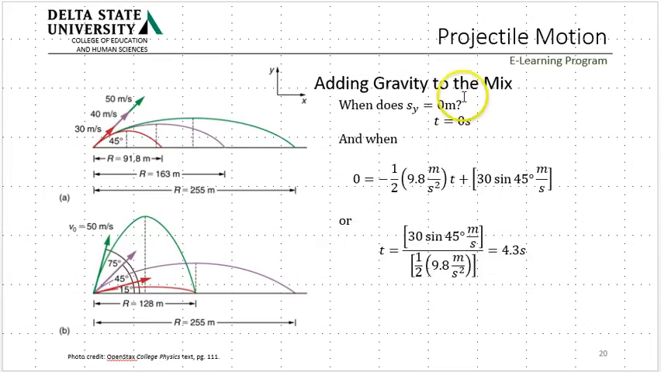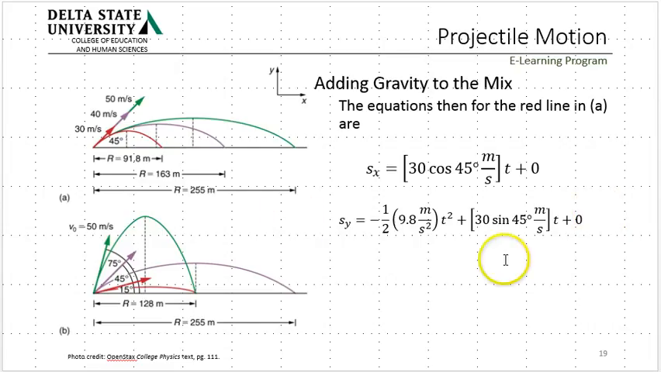When does SY equal 0? So what does it mean when SY equals 0? Well, that means you're back at the ground, right? So if we look at the equation for SY, we're always asking in projectile motion, when do you hit the ground? All right? So here's the equation in Y.